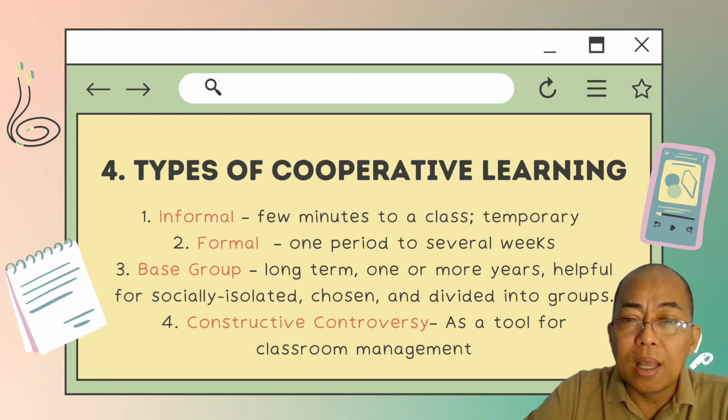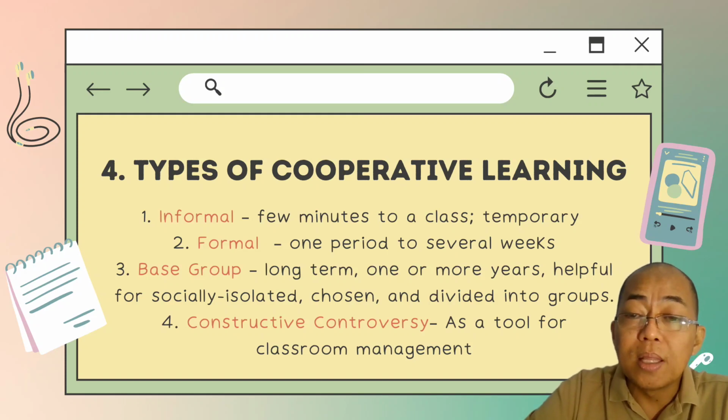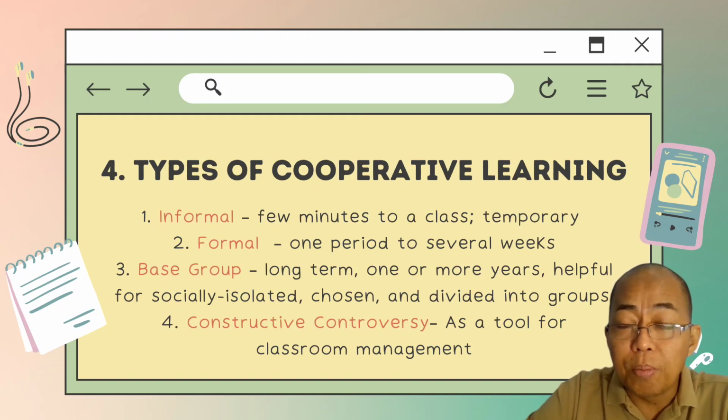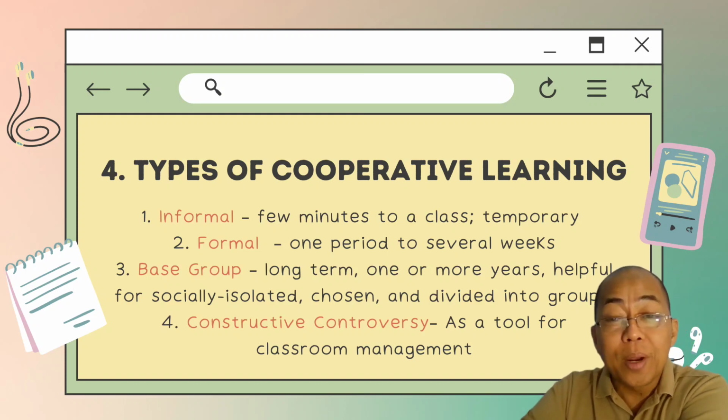So the idea here is this is similar to the informal cooperative group, but unlike the informal cooperative, this is specifically designed to address some controversial issue. Okay, so those are your four types of cooperative learning groups.